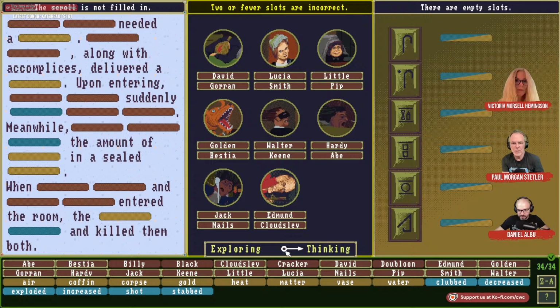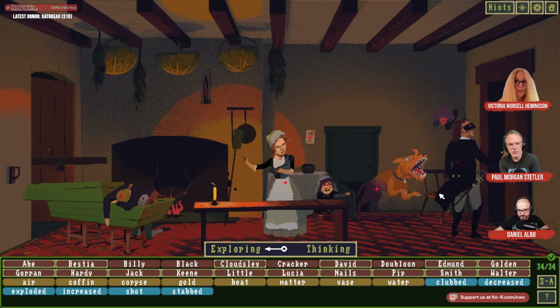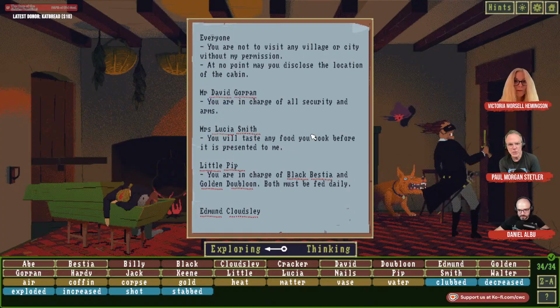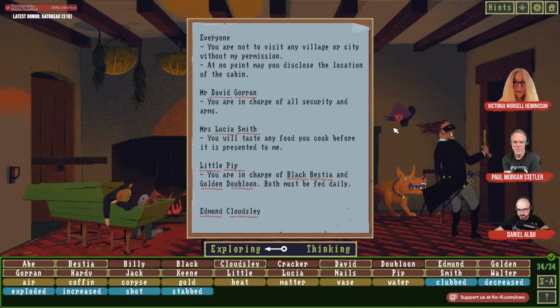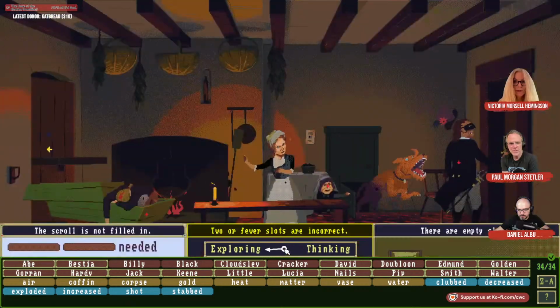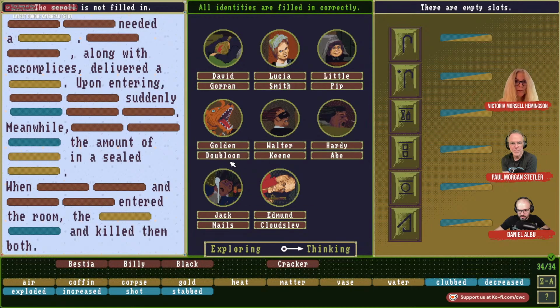It's probably go back, not go in the house. There's a note to Little Pip. There we go. You are in charge of... It's Golden Doubloon. Golden. Right there. Oh, yeah. Doubloon. There you go. Bingo. Yay. Okay, so now we can do a little bit.